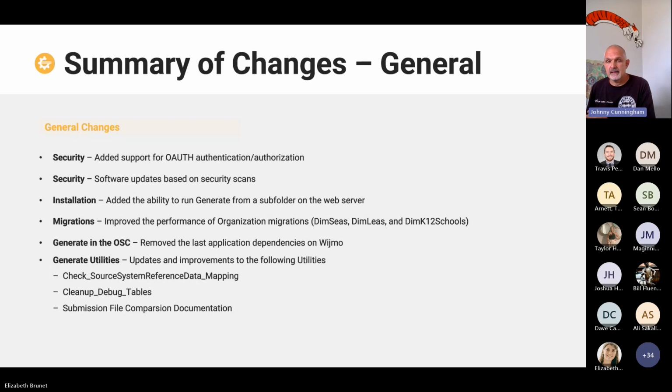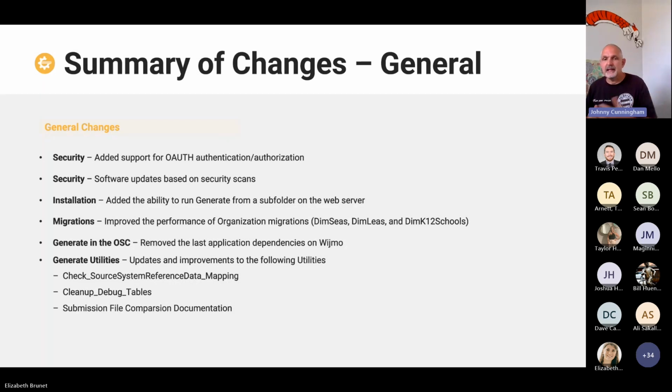In this release, we also added the ability to run Generate from a subfolder. I believe, and I apologize if I get that wrong, it was New Hampshire or New Jersey, one of the two, that needed that functionality, and we had been working on it over the last couple of releases. So we have that ability now. We'll have some documentation for that as well, for what you'll need to do.